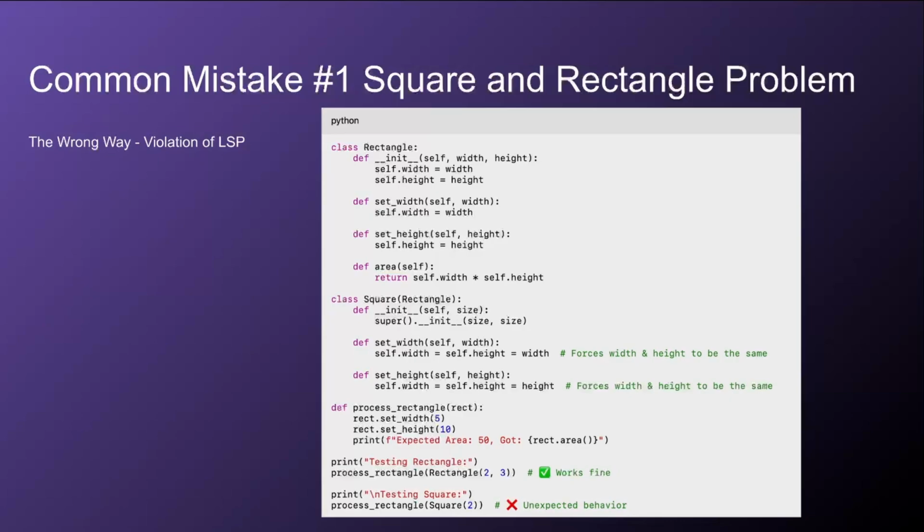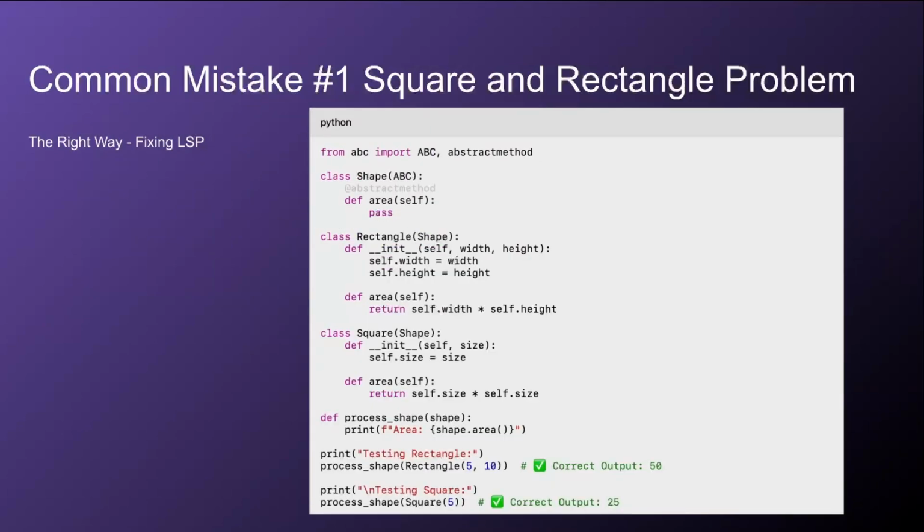So this is how it is violating the LSP. We are substituting the parent with one of its subclasses, but it's not working the way that we expected. Let us see how we can fix this. To fix this, instead of inheriting Square from Rectangle, we will inherit both of them from Shape. We created this abstract class Shape using the ABC abstract base class from Python, and we have created this abstract method called area, so all its subclasses need to implement this.